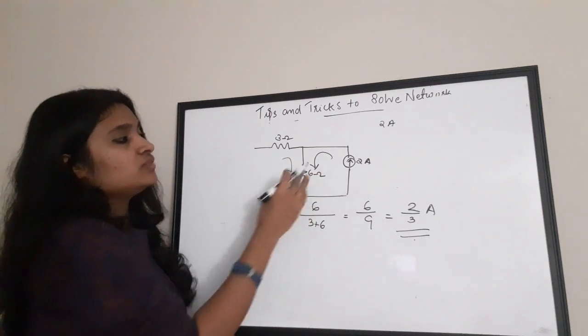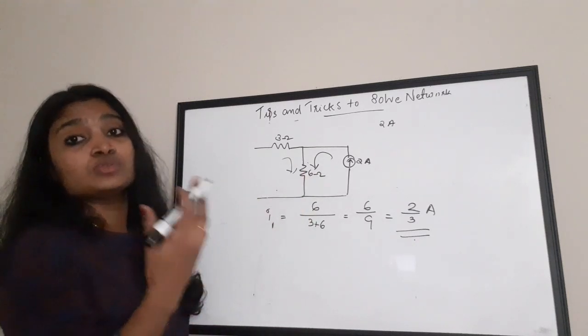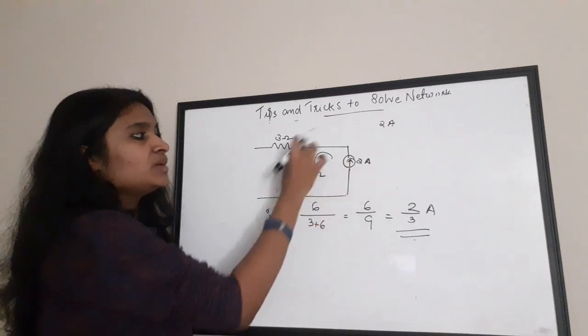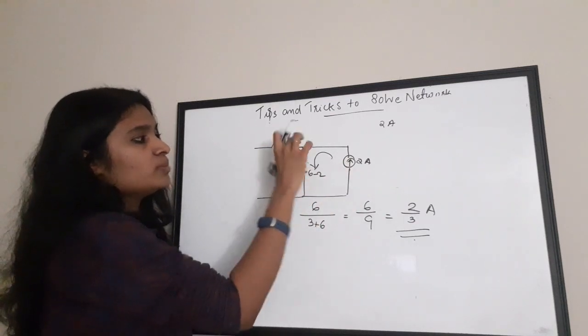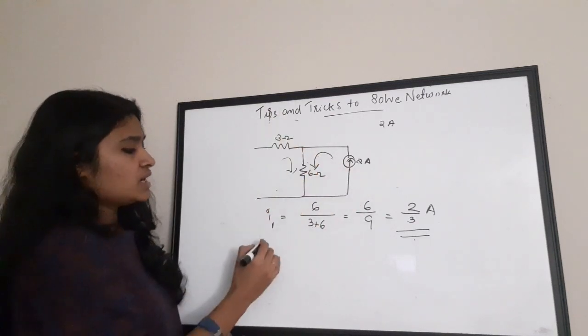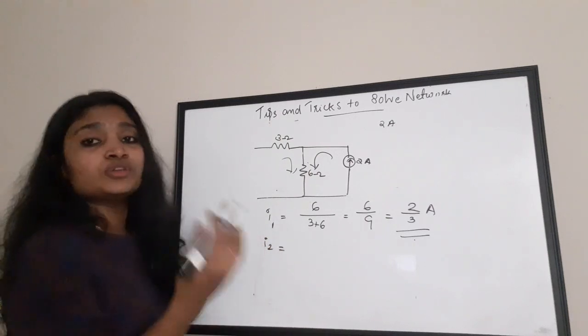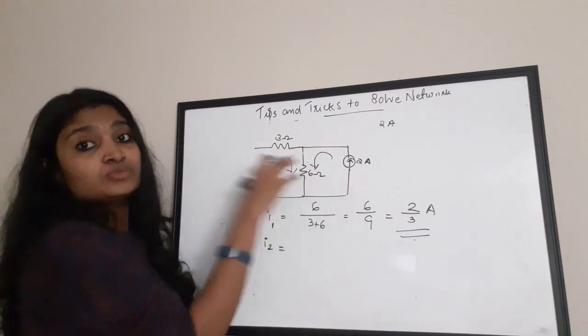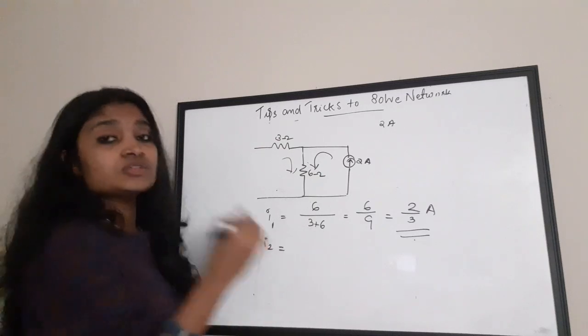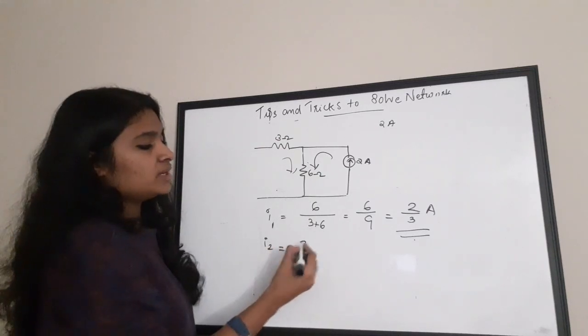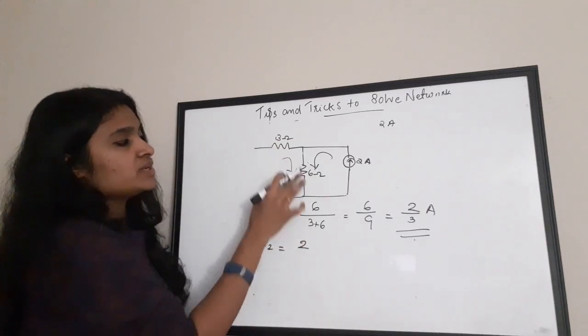Okay, how can we find it? We can apply the current division rule here. So it is a 2 ampere being divided between this 3 ohm and 6 ohm, right? So I2 is the current contributed by this current source of 2 ampere. According to the current division rule, the 2 ampere is divided between 3 ohm and 6 ohm.